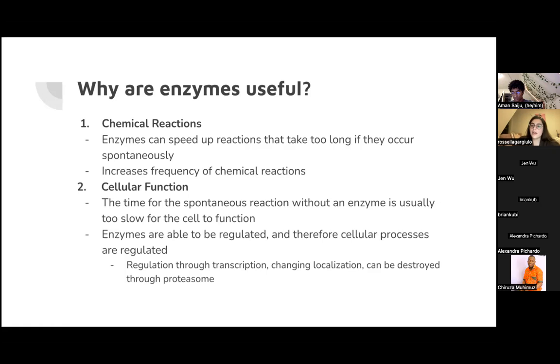Also, if enzymes are needed in a different area in the cell, they can be moved around the cell. So it's really important to have regulation in chemical processes, just to make sure that the cell is doing everything right. More regulation is usually better, less of a chance that something will go wrong. So enzymes allow for this specific regulation of when and where chemical reactions occur.